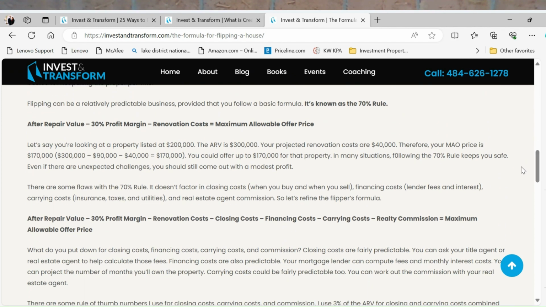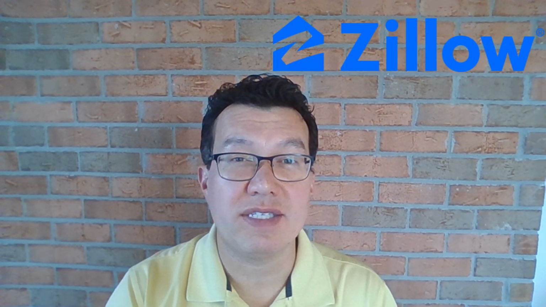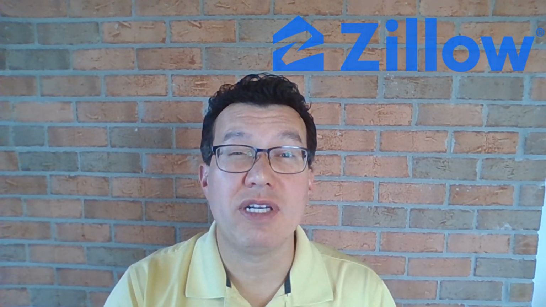If you're a landlord, you want to know what the market rents are. A great resource is rentometer.com. I use the pro version of that. It's fantastic. I also go to Zillow to check out their Zestimate for rents. They don't have it for every property, but it is still a good metric. So you want to do your analysis and determine what your offer price should be.